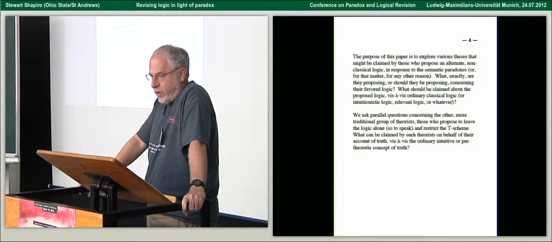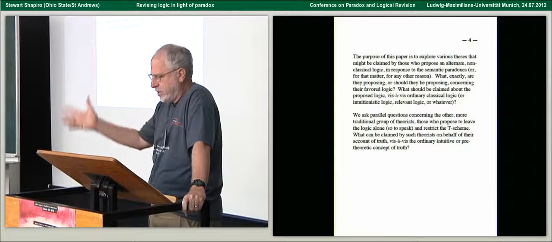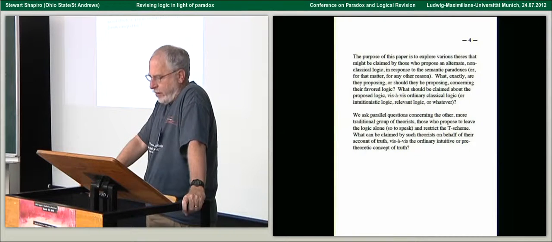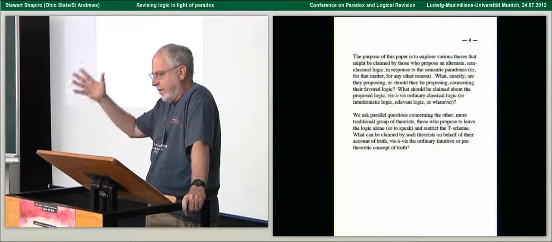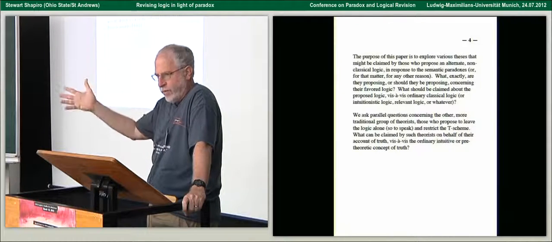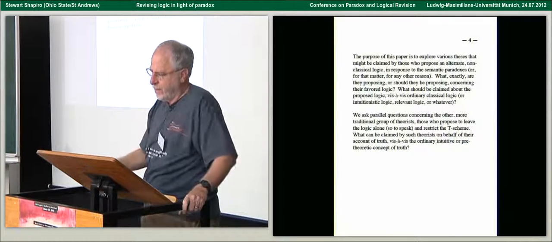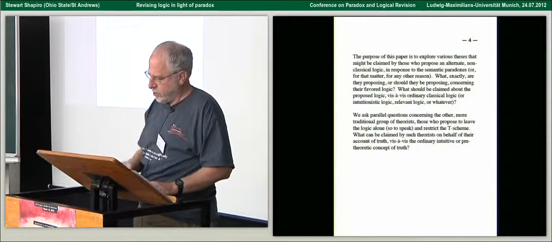Now, you can ask parallel questions, and we will, about the other more traditional group of theorists, those who leave the logic alone and restrict the T-scheme. What can be claimed by such theorists, or should be claimed by such theorists, on behalf of their account of truth vis-a-vis the ordinary intuitive pre-theoretic conception. Okay. So option 1, description.